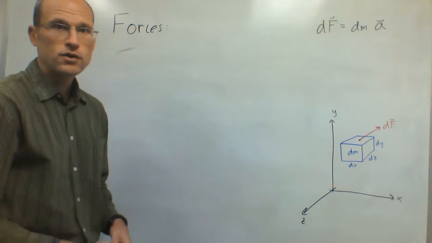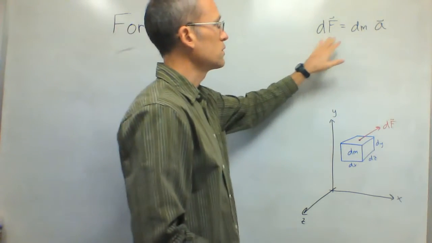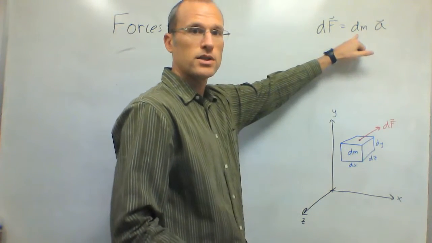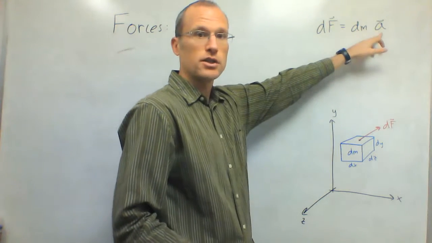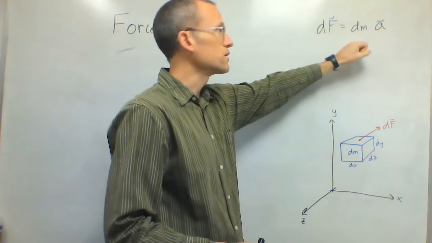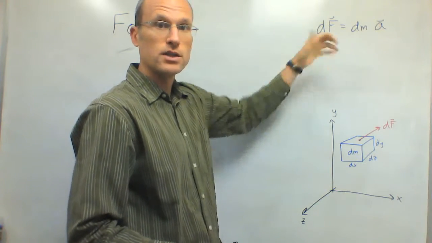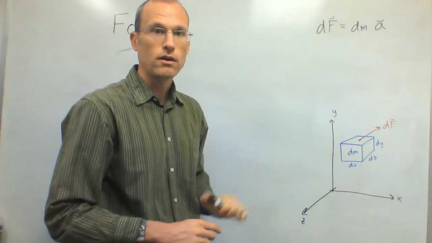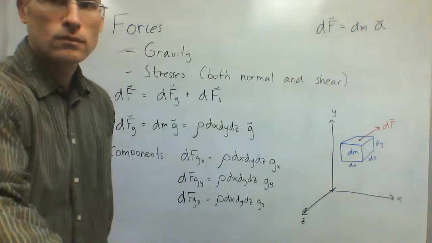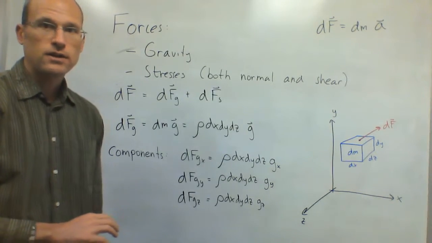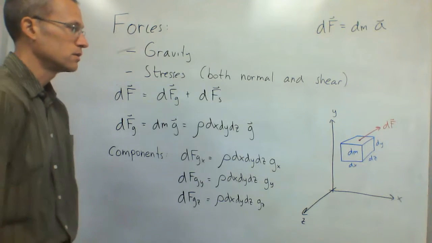So in terms of Newton's second law, dF equals dm times a. dm, I know that's density times volume, rho times dx, dy, dz. Acceleration I just got from the previous analysis. What I really want to focus on now is what forces are acting on this block of fluid. So to figure out dF, I need to figure out what forces are acting on my block of fluid.